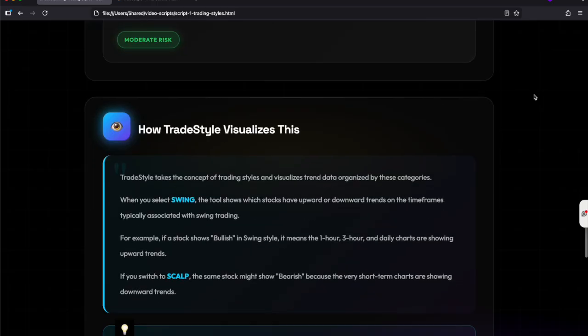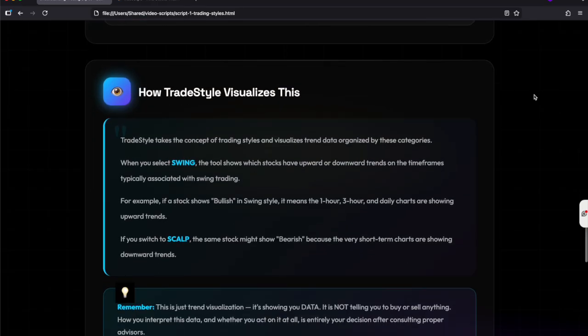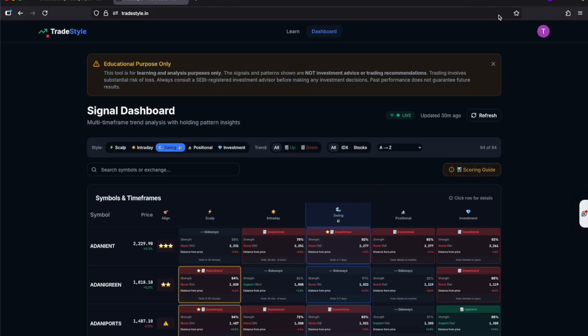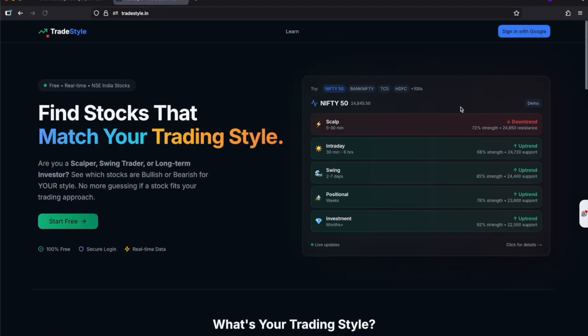So now, how is TradeStyle, the tool that we are going to talk about here, going to help with this approach? Let's quickly jump into the tool directly. It requires a simple login. So let me first of all sign out.